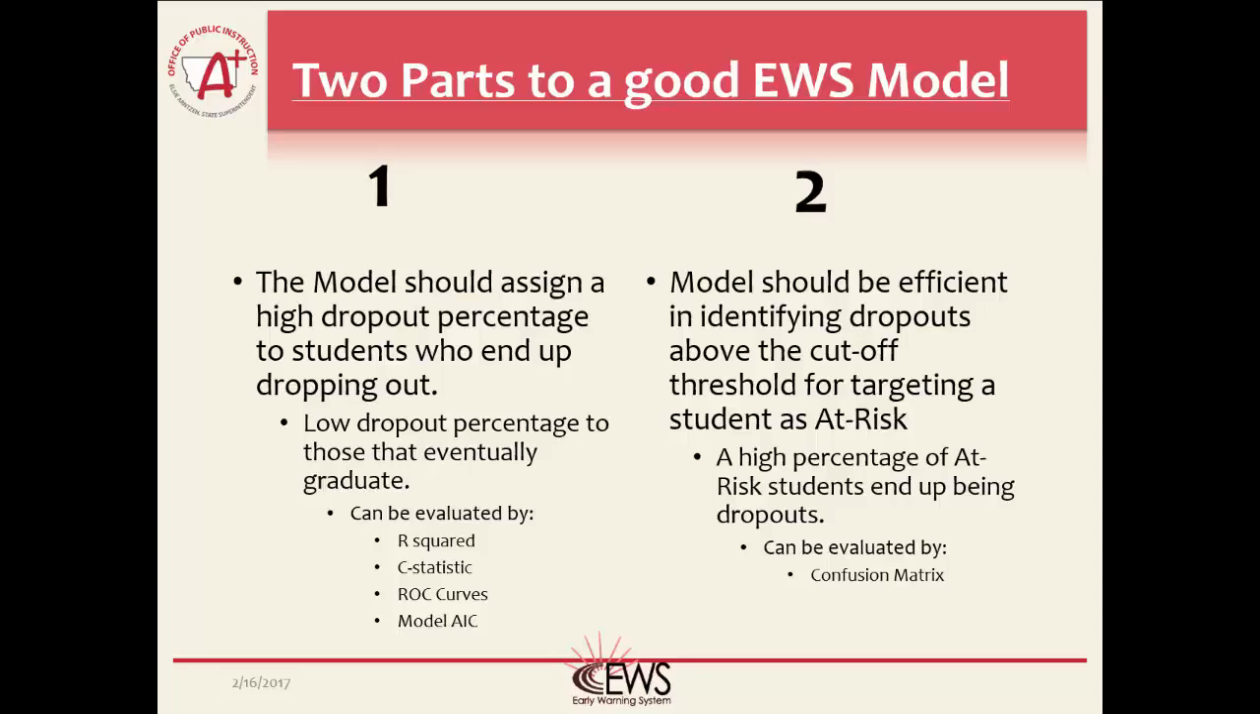The second part to a good EWS model is the model should be efficient in identifying dropouts above some cutoff threshold for targeting a student at risk. Basically, what this means is a high percentage of students that are targeted by the EWS should end up dropping out. For example, if we target all students that have a dropout percentage above 50%, is that efficient in identifying the students we are trying to identify? This part can be evaluated by a confusion matrix.